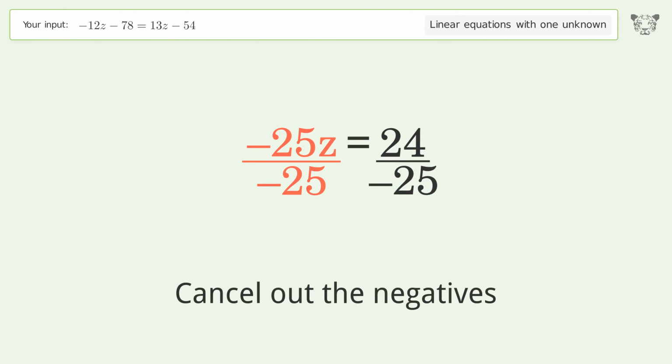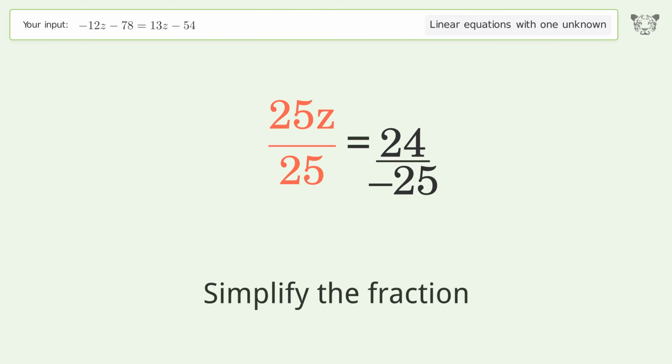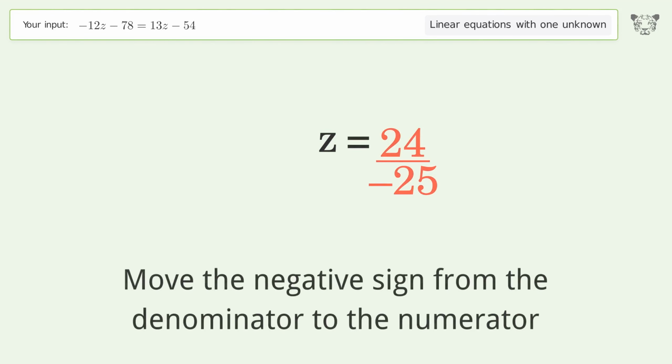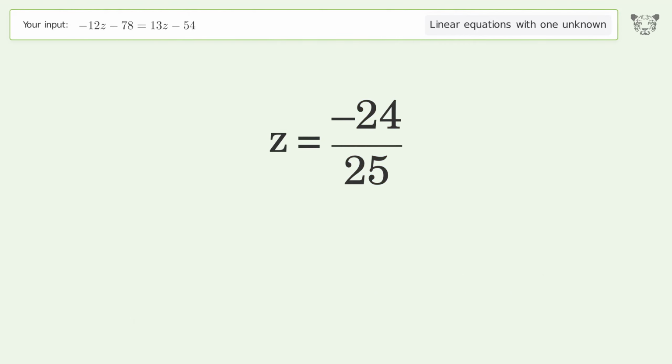Cancel out the negatives. Simplify the fraction. Move the negative sign from the denominator to the numerator. And so the final result is z equals -24/25.